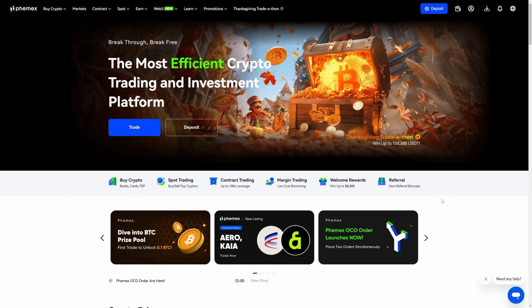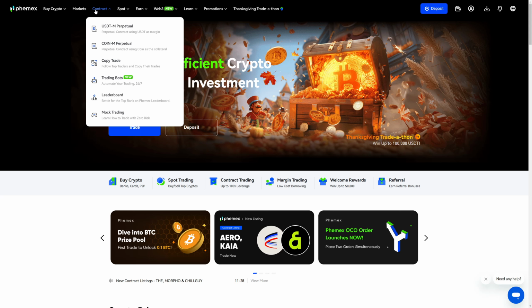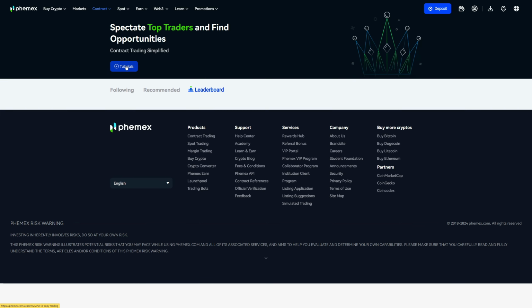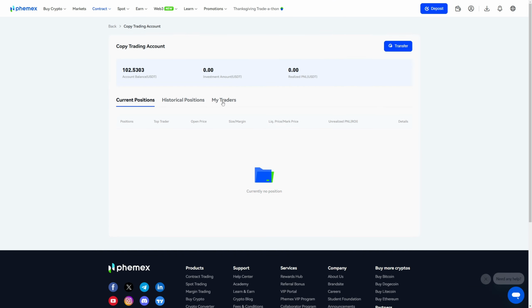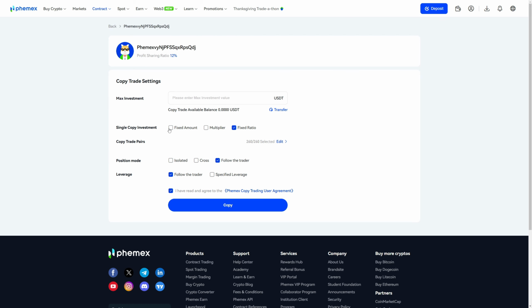If you now want to change some settings, like adding more money into the copy trading account, or maybe completely cancel the account, go back to the copy trading section by hovering over contract, then clicking on copy trade. Next, click on my copy trade on the right hand side, and then click on my traders. Here you will see all of the traders that you currently follow. You have one option to edit settings, so when you click on this, you can put more money in, you can change the fixed multiplier or fixed ratio setting, you can change isolated, cross, and follow the trader, and of course you can change the leverage.